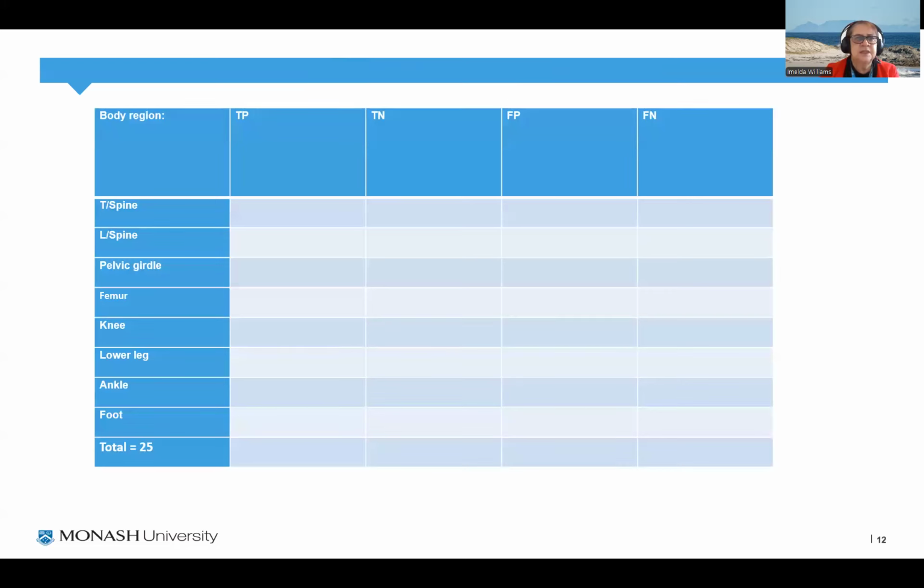And then here is a spreadsheet that can be used. You will, of course, add more rows. So you need to have at least 25 cases. So if you have 25, the total is 25. And because each case can only be equal to 1, across the true positive, true negative, false positive, and false negative for each case, it means that when you add all of this up, it should also be equal to 25.